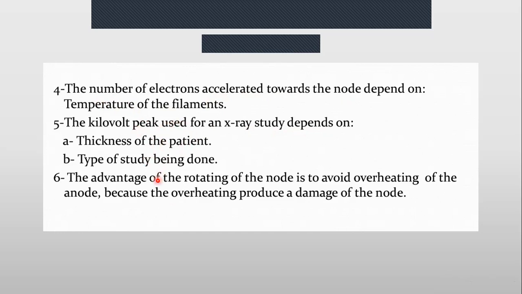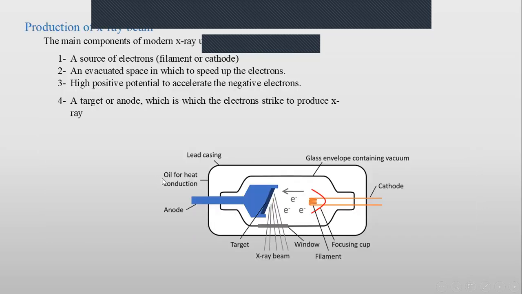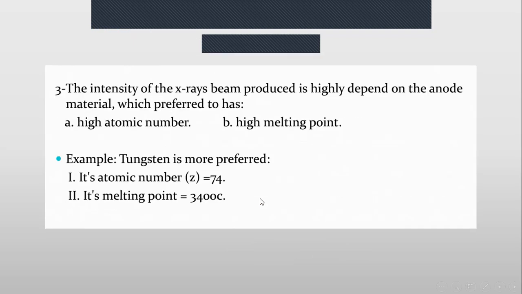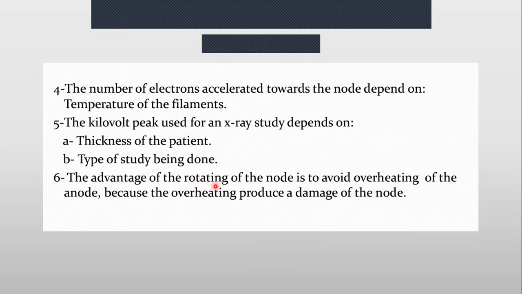Sometimes you are using the X-ray tube with a rotating anode. The anode will be rotating. Why is it rotating? The advantage of a rotating anode is to avoid overheating of the anode, because overheating produces damage to the anode. So we are using high-melting-point tungsten, and furthermore, we are using a rotating anode. This rotating anode helps us avoid the anode overheating.